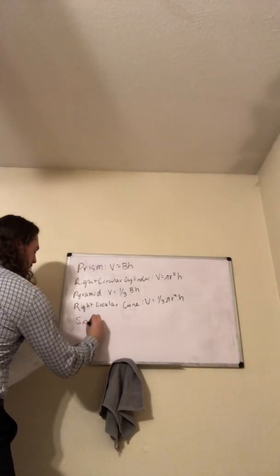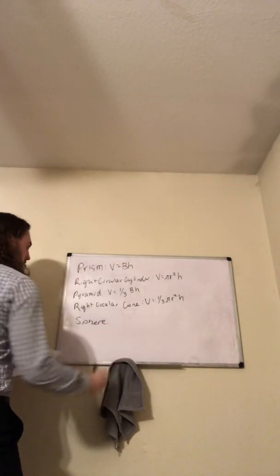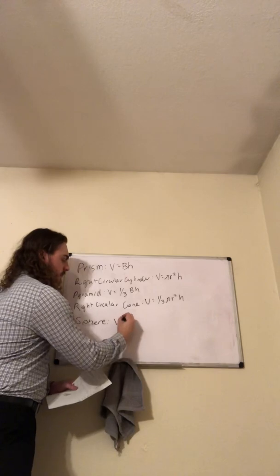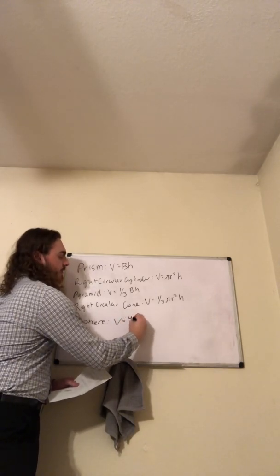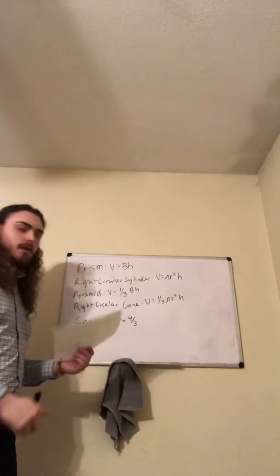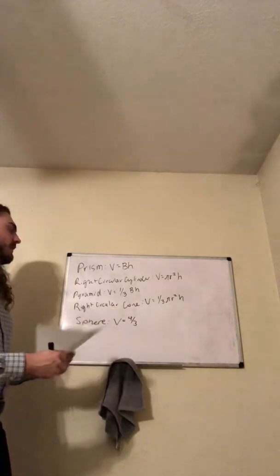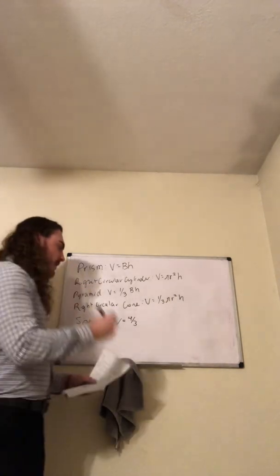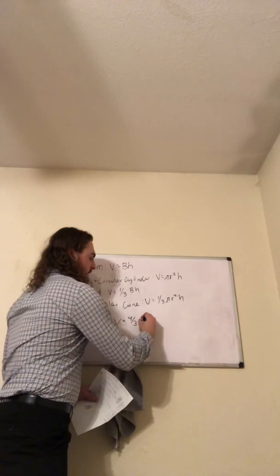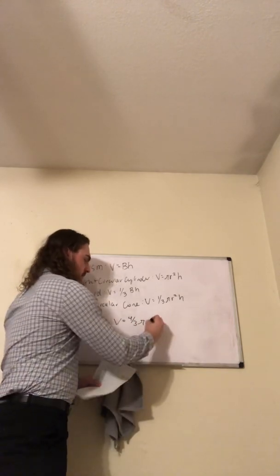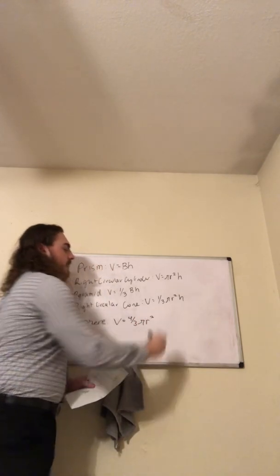And for a sphere, the volume is equal to 4/3. Now try to remember that because it is different than the 1/3 that we've seen in previous equations. But the 4/3 is again multiplied by pi and multiplied by r squared.